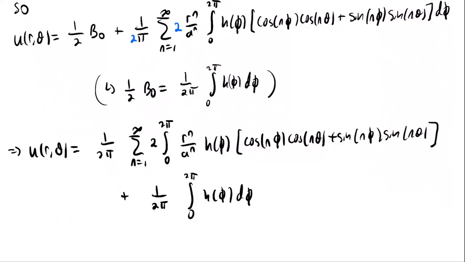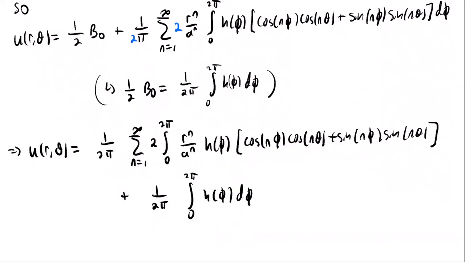Now what I'm going to do is switch the order of the sum and integral, which we're just going to assume we're allowed to do. There are some technical conditions on h which are required in order to do this, but let's just assume that we can switch the order of the sum and integral. Once I switch this order, I have an integral from 0 to 2 pi of something over here, plus another integral over here. And so I'm going to combine everything into one integral.